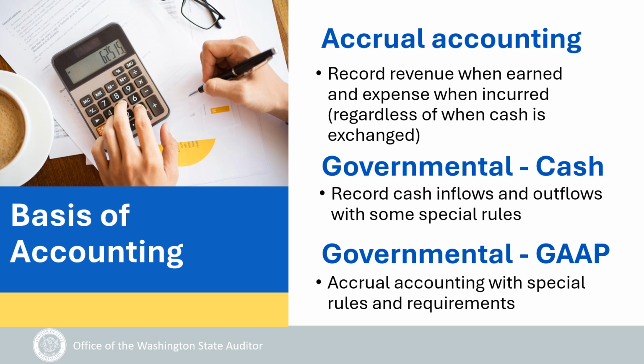Then we have governmental accounting. In Washington State, there are 2 bases of accounting that local governments can choose from. One is cash basis, which is basically what it sounds like. Transactions are recorded when the cash is received or dispersed, with some special rules. Next is GAAP, Generally Accepted Accounting Principles. This is accrual accounting with some additional special rules. Let's look a little closer at governmental GAAP accounting.